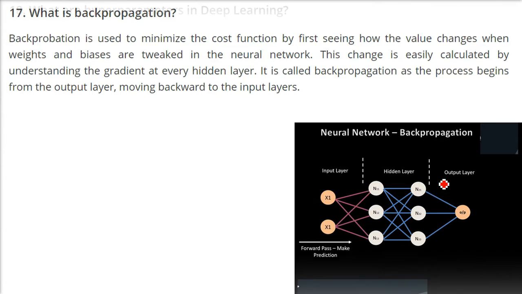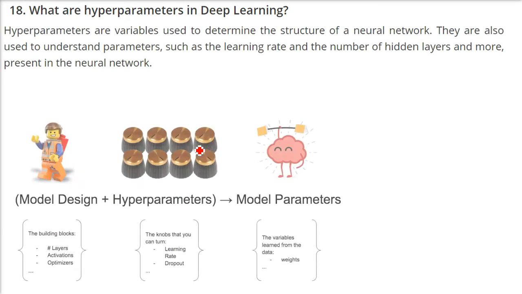What are hyperparameters in deep learning? I told you about gradient descent, where eta is there. What is eta? Eta is the learning rate, so it is a hyperparameter. Hyperparameters are variables used to determine the structure of a neural network.